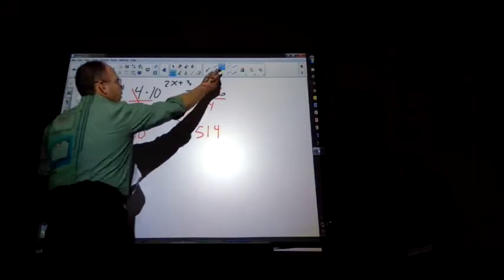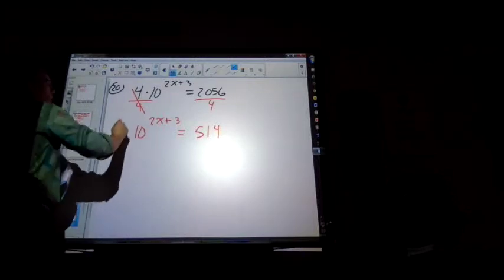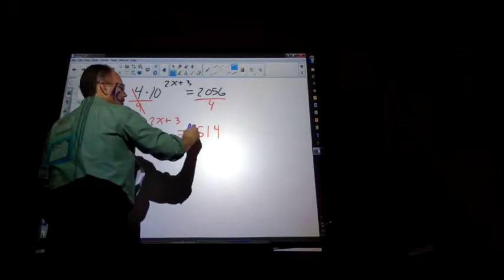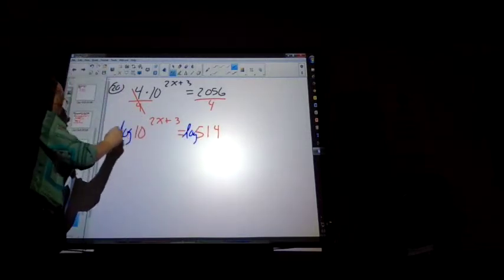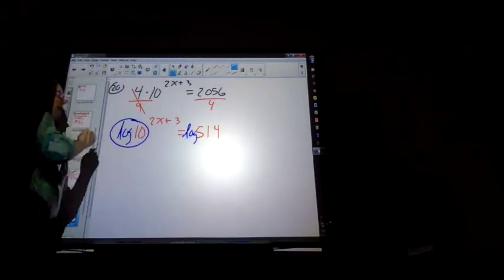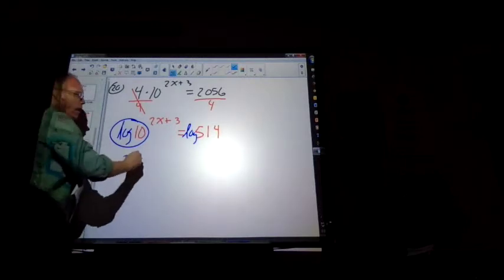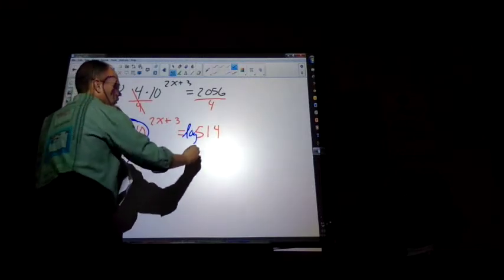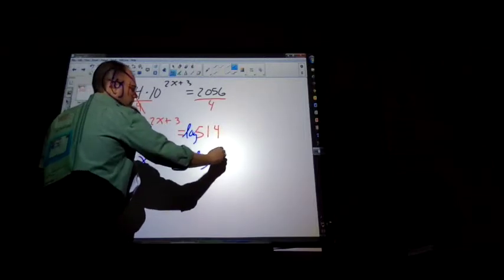Log it? I like it. Now, I usually choose natural log, correct? But I'm going to choose log on this one. What reason is sticking out that I'm going to choose log versus natural log? It's base 10. Good. So if I go log, by itself is base 10. So that's going to eliminate that. That's going to give me 2x plus 3 equals log 514.